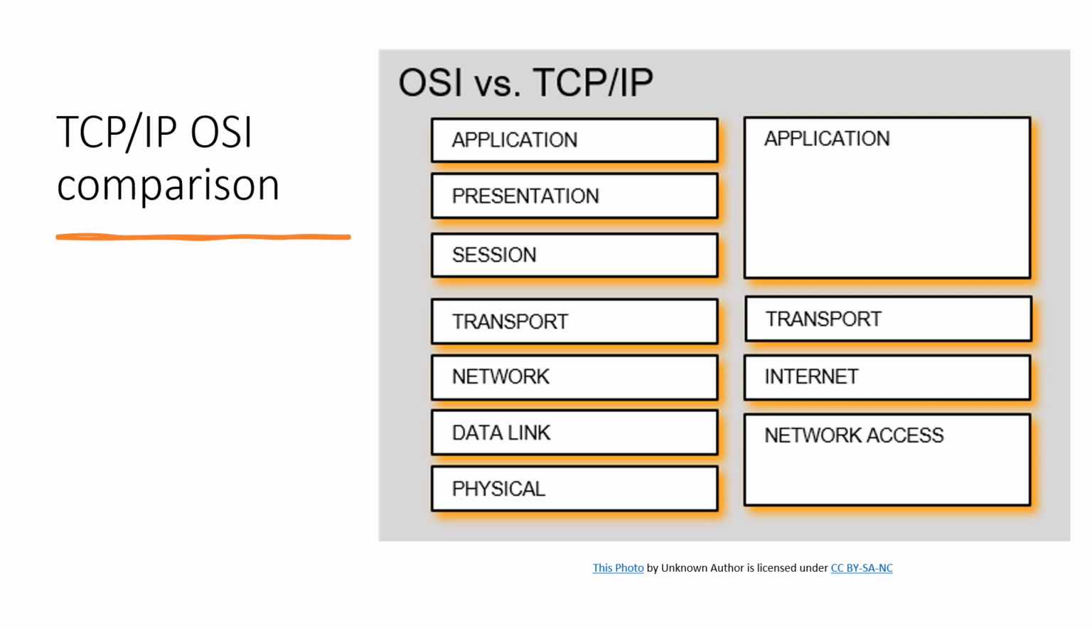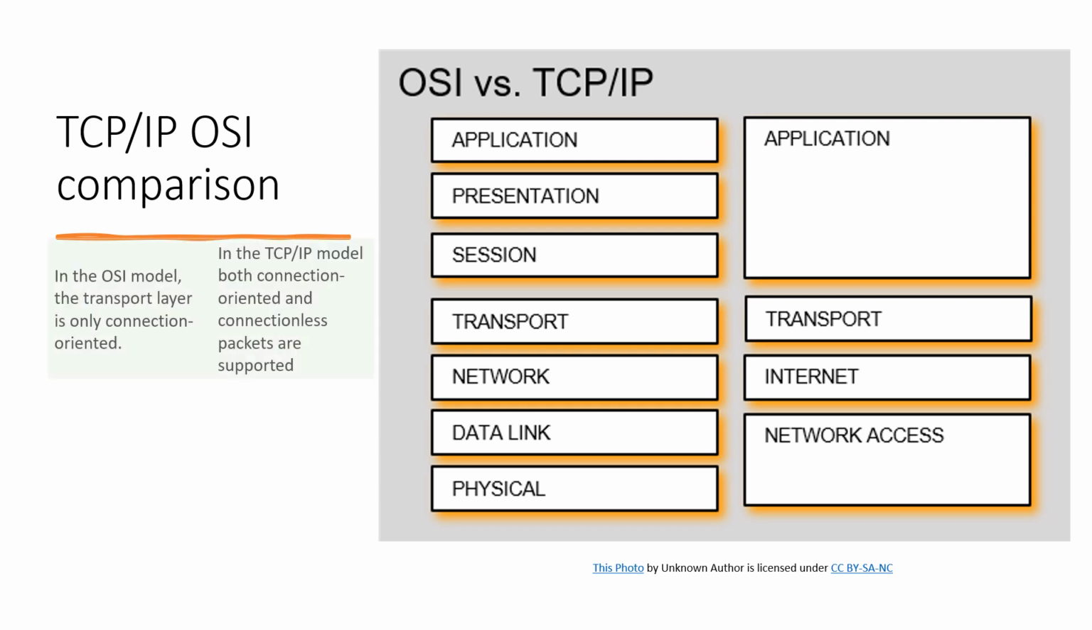Let's take a final look at a comparison between OSI and TCP/IP. Let's first compare them in terms of their connection orientation. In the OSI model, the only transmission at the transport layer is connection oriented. In TCP/IP, as we discussed previously, connections can be connectionless as they are in UDP and connection oriented as they are with TCP.